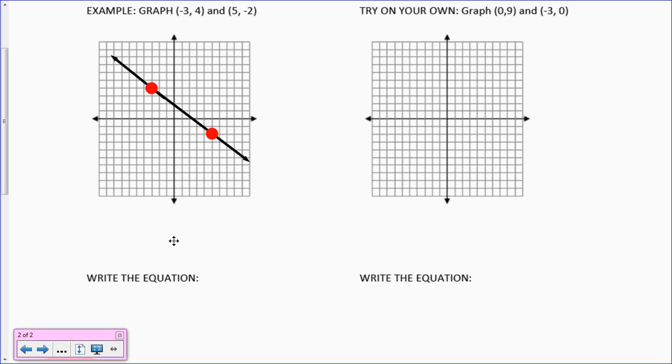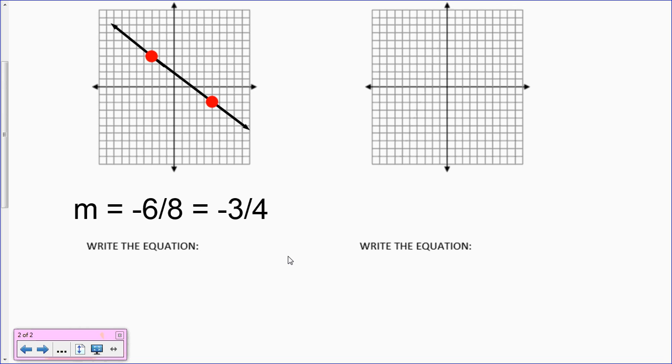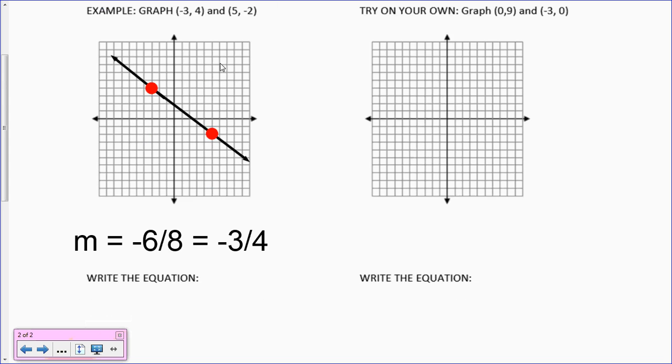Alright, now we want to write the equation for this line. So if we're given 2 points, we aren't given the y-intercept or the slope. Well, we need the slope, so we're going to calculate the slope. So I do negative 2 minus 4 over 5 minus negative 3. I end up getting negative 6 over 8, which reduces to negative 3/4.